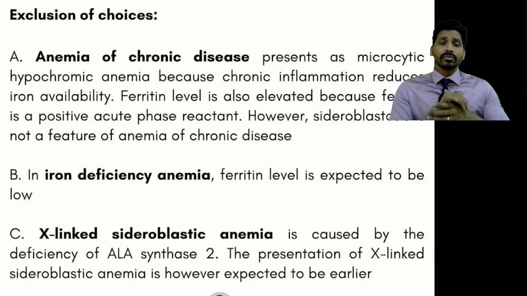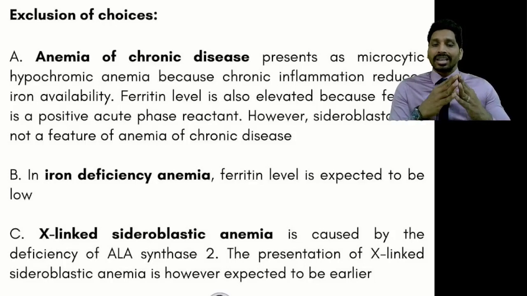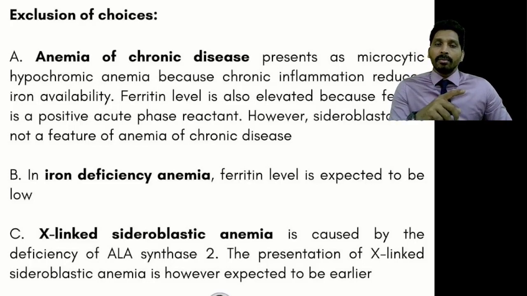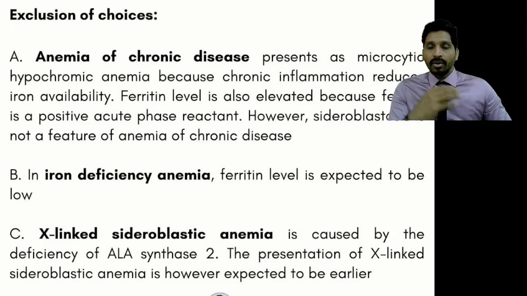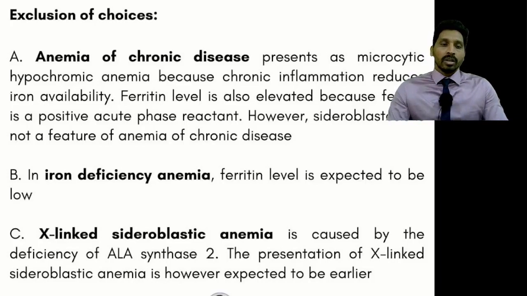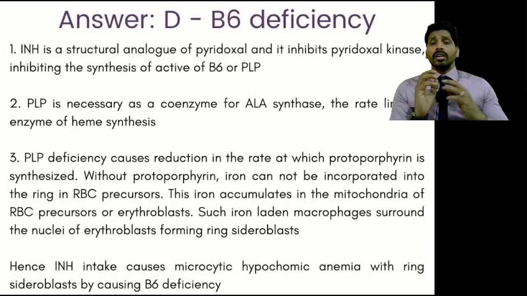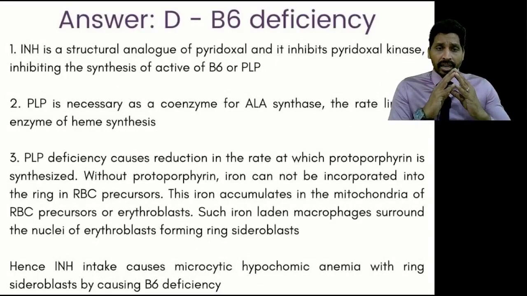And then option C, X-linked sideroblastic anemia, which is caused by deficiency of ALA synthase 2, and the presentation of X-linked sideroblastic anemia is expected to be at an earlier stage, maybe from childhood to attaining adulthood. But here our patient is 62 years, he is almost old aged, right? So this is also not the probable option, so option C also is supposed to be excluded. So the leftover option is option D, B6. Yes, this microcytic hypochromic anemia is because of B6 deficiency.